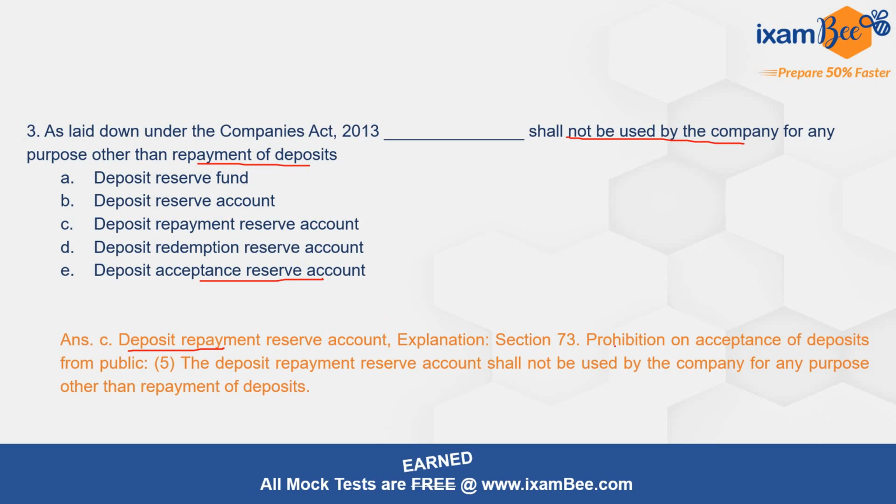So section 73 mentions this, prohibition of acceptance of deposits from public. Section 73 का subsection 5 कहता है deposit repayment reserve account shall not be used by the company for any purpose other than the repayment of deposits. So with respect to repayment of deposits, this account has to be utilized only.